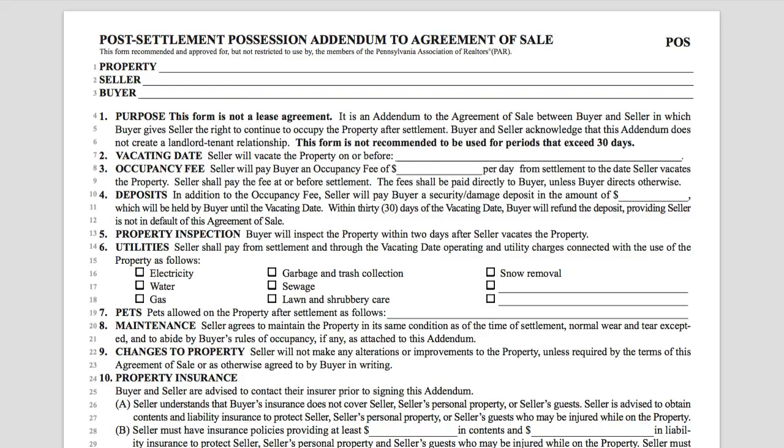This is the PAR form Post-Settlement Possession Addendum to Agreement of Sale, POS, found in your .loop full library of documents. This form is in the event that a seller needs to stay in the property for up to 30 days post-closing. This might be because the seller is buying another property and for whatever reason, they need to have the cash in hand in order for the seller of the next property to agree to put them under contract and sell it to them.